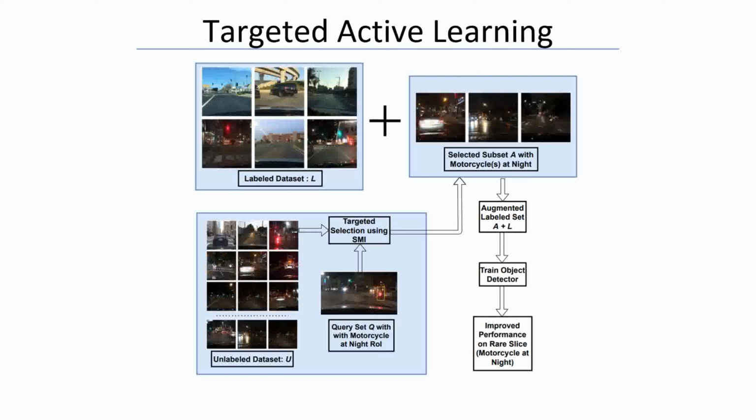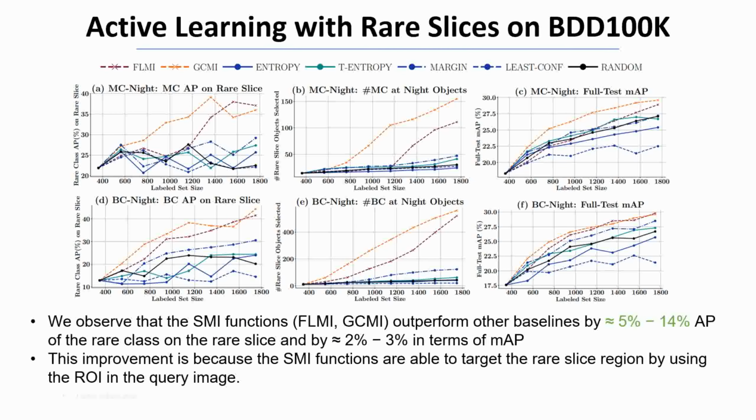In this figure, we illustrate one round of targeted active learning where motorcycles at night is a rare slice in the labeled data. Next, we mine images from the unlabeled set that are semantically similar to the regions of interest in the query set by using submodular mutual information functions. These images are then labeled and added to the labeled data to improve performance on the rare slice. We observe that the SMI functions significantly outperform other baselines by 5 to 14 points on realistic scenarios.